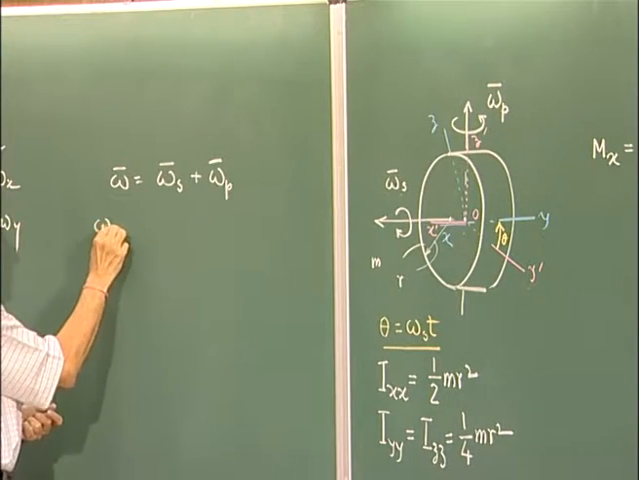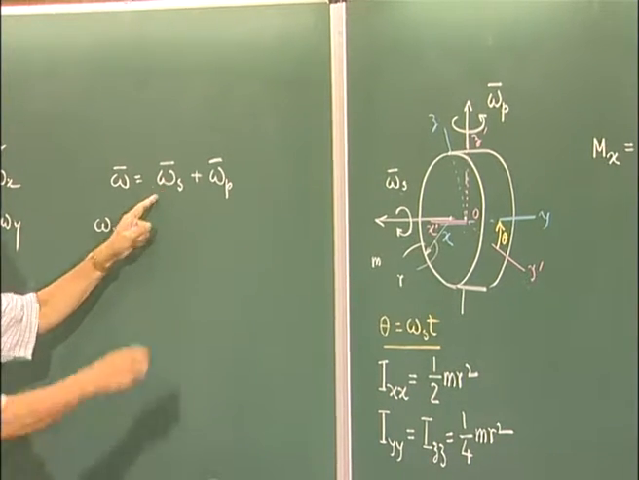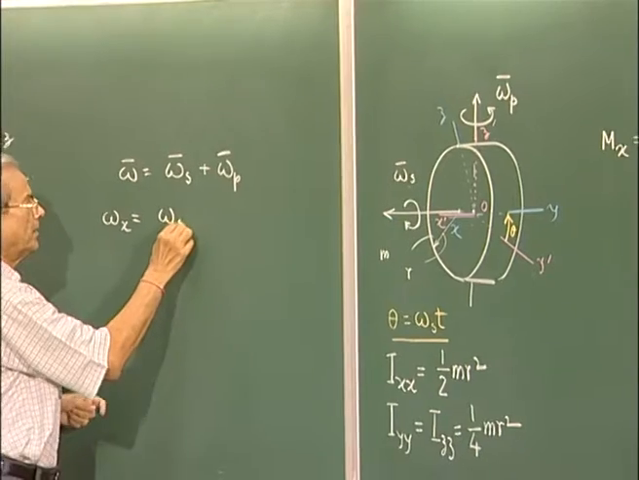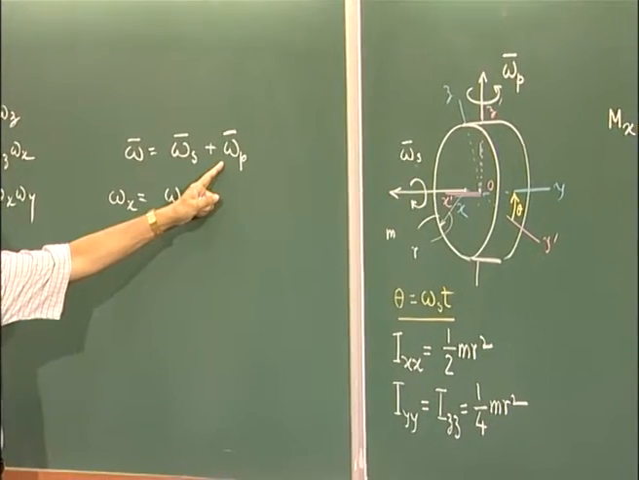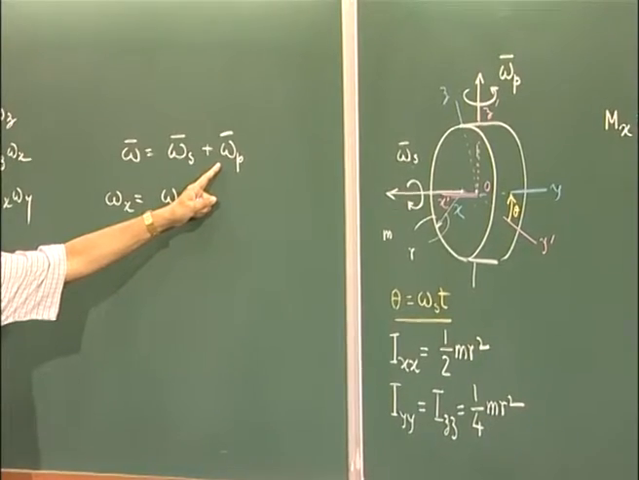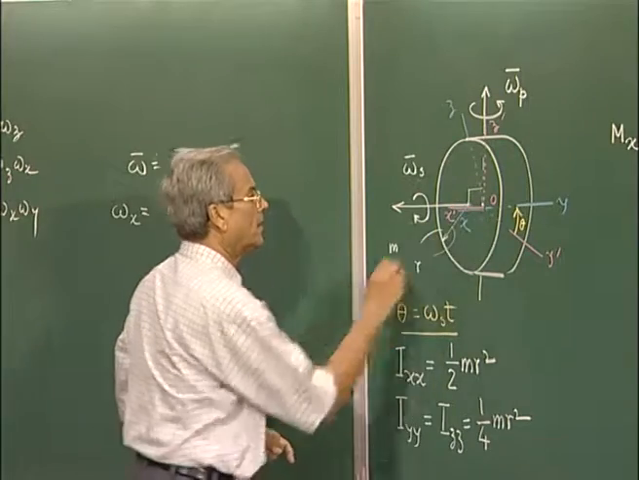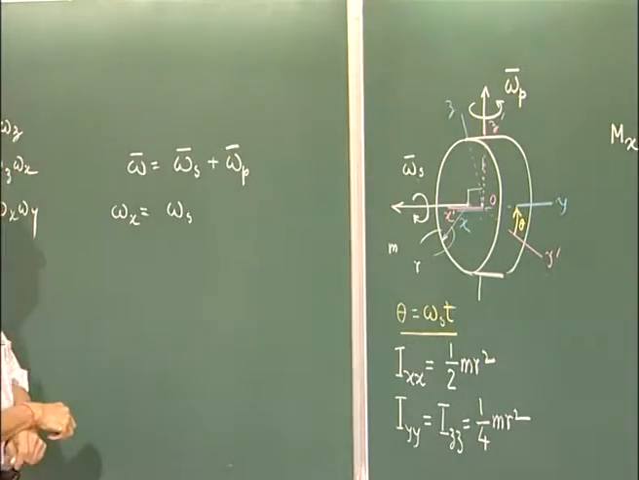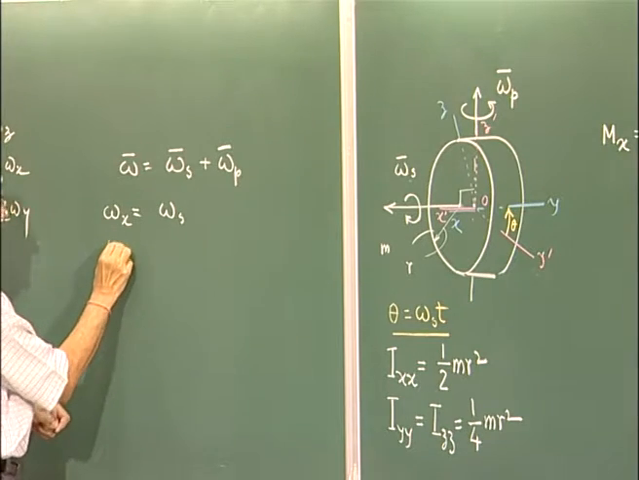What will be omega x? It will be x component of omega s, which is omega s itself, plus x component of omega p. Now, since omega p is always at right angles to this, it will be 0. So, omega x is omega s. Omega y.